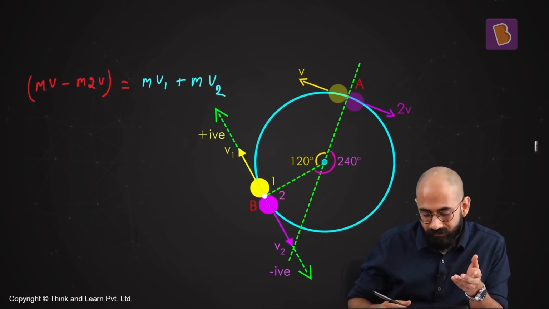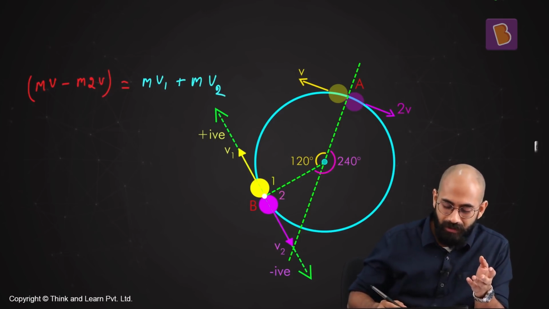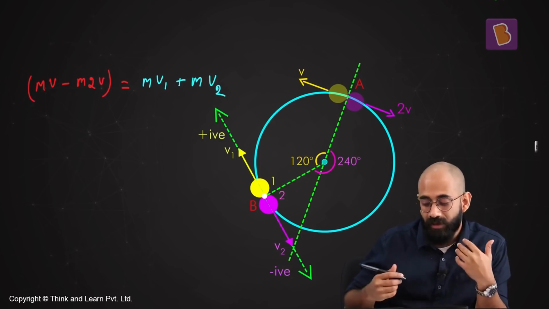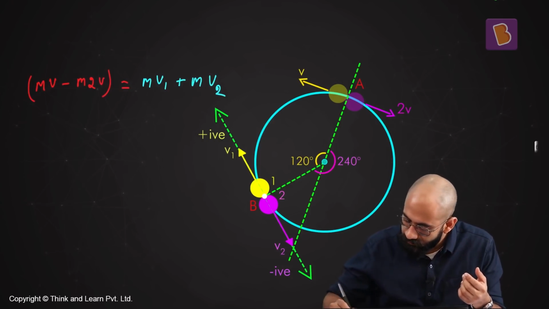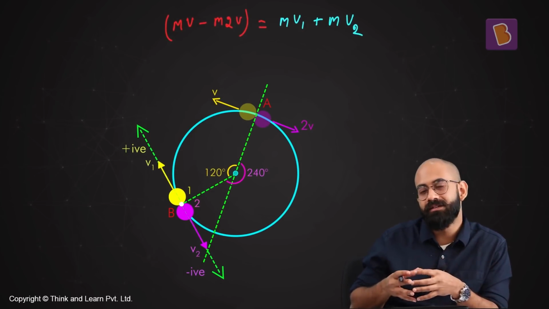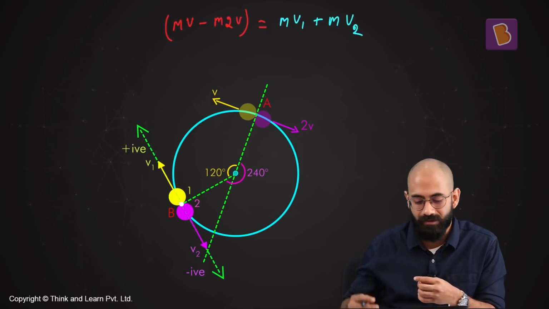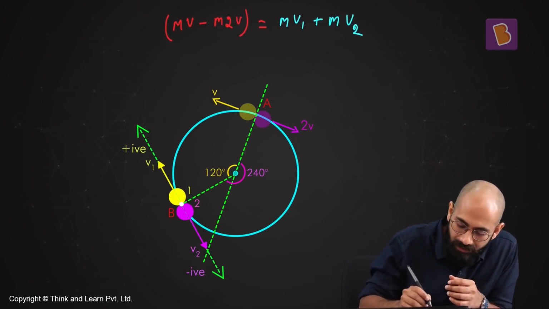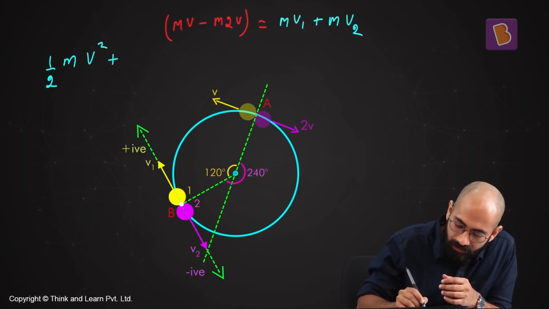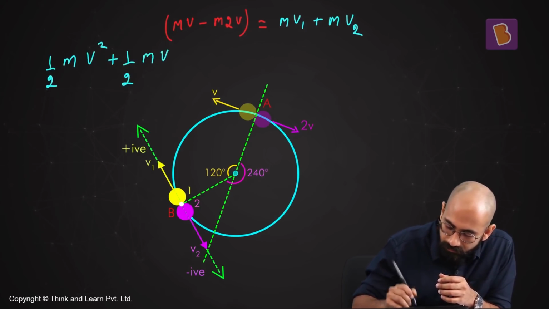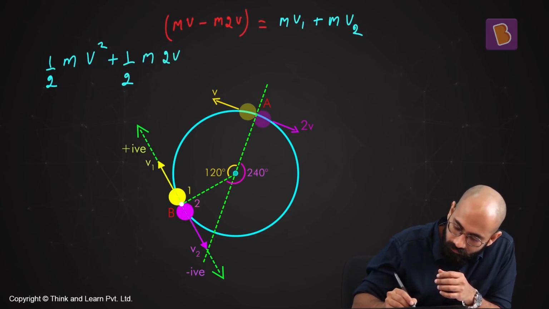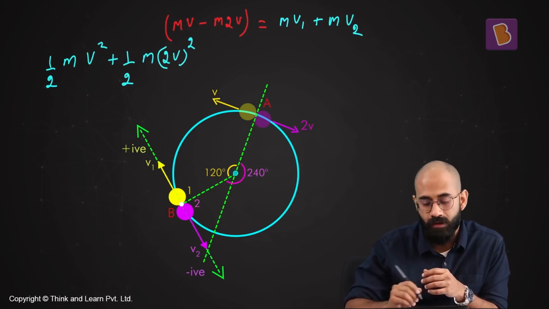Now we have one equation, but of course m gets cancelled out, but we have two variables. We have v1 and v2. So what do we do? We obviously need one more equation. So this is where we use a slightly higher concept from work and energy. We can use conservation of energy, right? The initial energy in the system should be equal to the final energy as well. So what is the initial energy? Initial energy will be half m v squared plus half m (2v) squared, right? This is the initial energy.